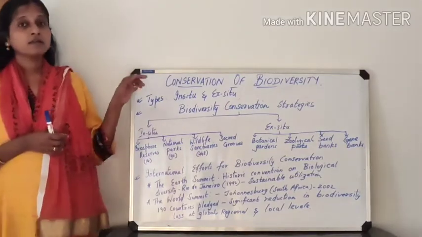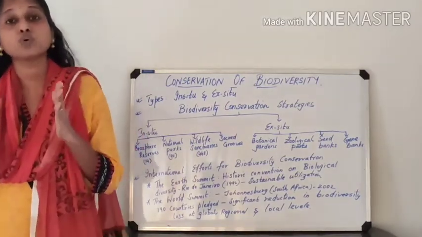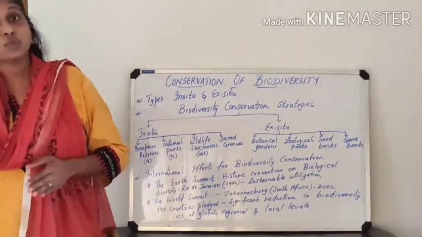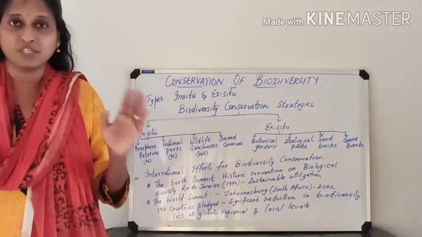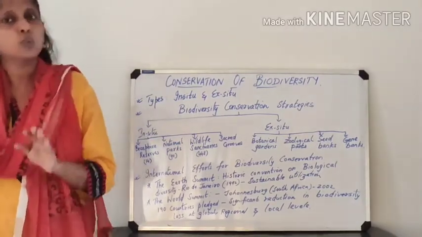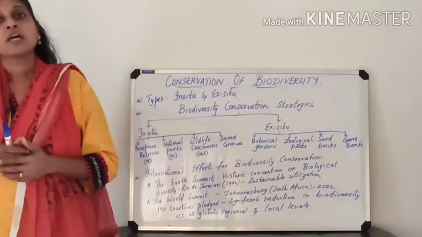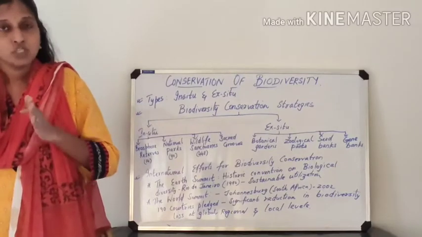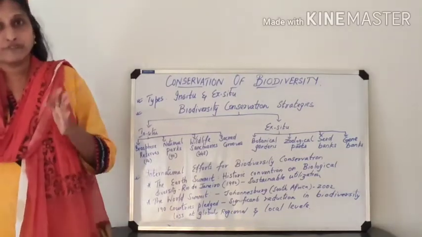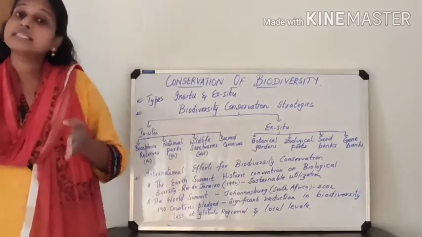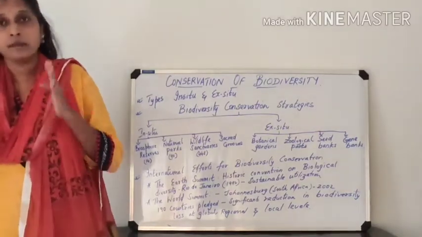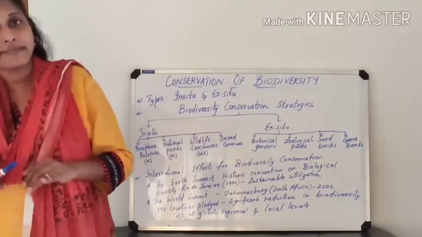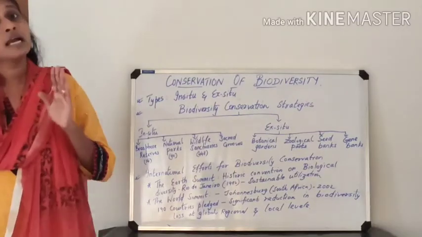There are two types of conservation. One is in situ conservation and the other is ex situ conservation. What is the difference between these two? What is in situ and what is ex situ? In situ means in the natural habitat. The animals, plants, all the organisms are preserved, monitored and conserved in their natural habitat itself.